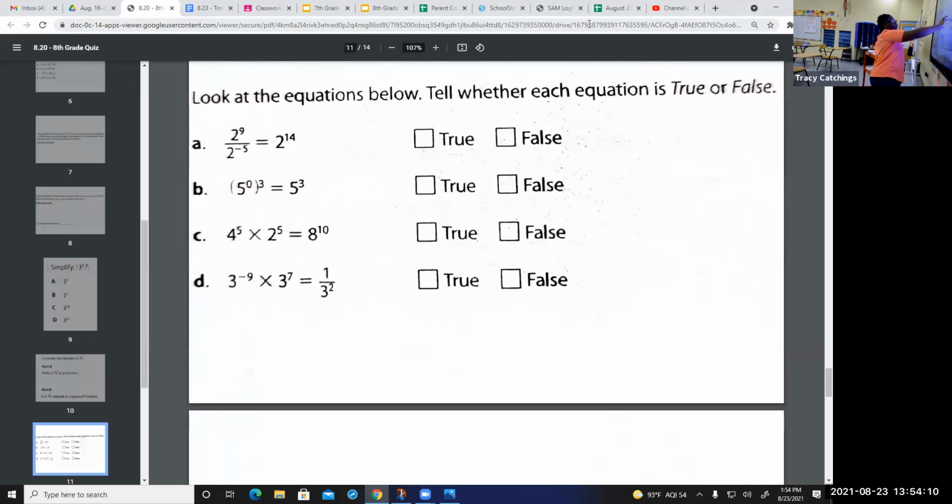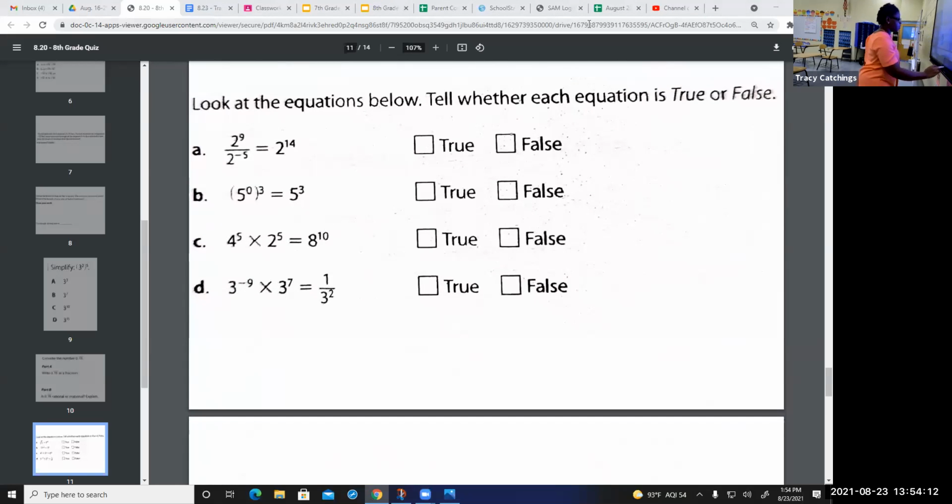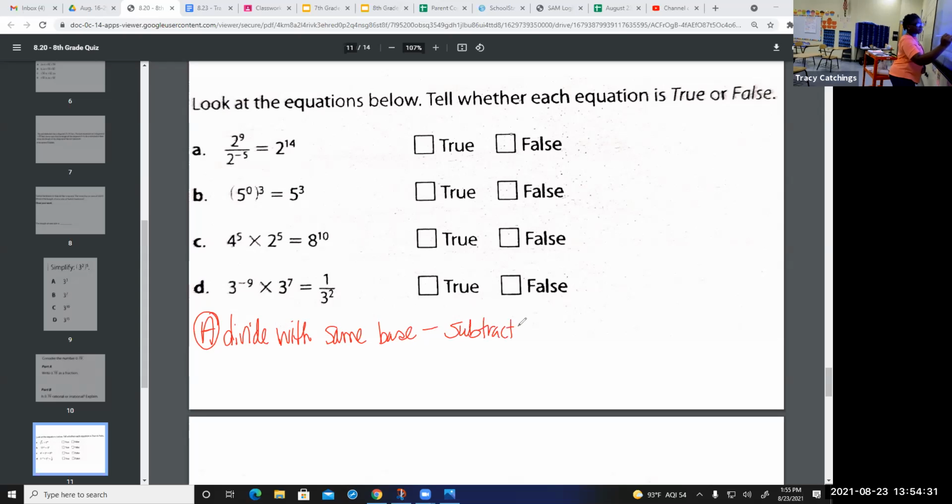All right, the next one said, look at the equations below and tell whether each statement is true or false. Once again, do not rely on just looking. Make sure we're able to determine why. A, we are dividing with the same base. I'm going to write the rule at the bottom. Anytime we are dividing with the same base, we subtract exponents. So then that would be 9 minus a negative 5. Don't forget that. See, I put that negative value. We could then rewrite that as 9 plus 5, which would give us 14. So this statement was true.